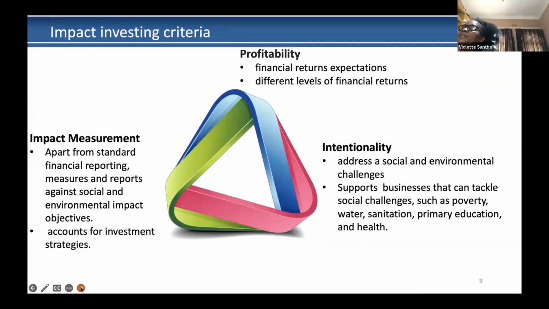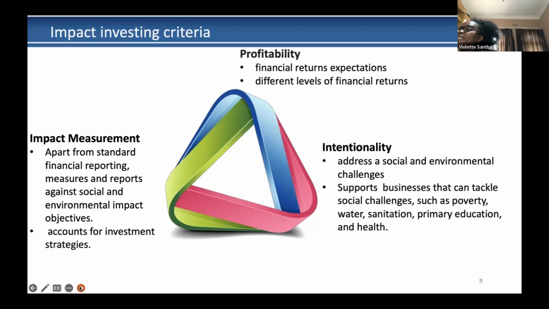Now, when we're looking at impact investing, there is a criteria. Maybe if you can forget what impact investing is all about, you can just keep the impact investing criteria. So the three criteria are profitability, intentionality, and impact measurement. On profitability, we look at impact investments which have financial return. So the expectation is that the investors are looking for financial returns. But then we have to be mindful that different investors have different levels of financial returns.